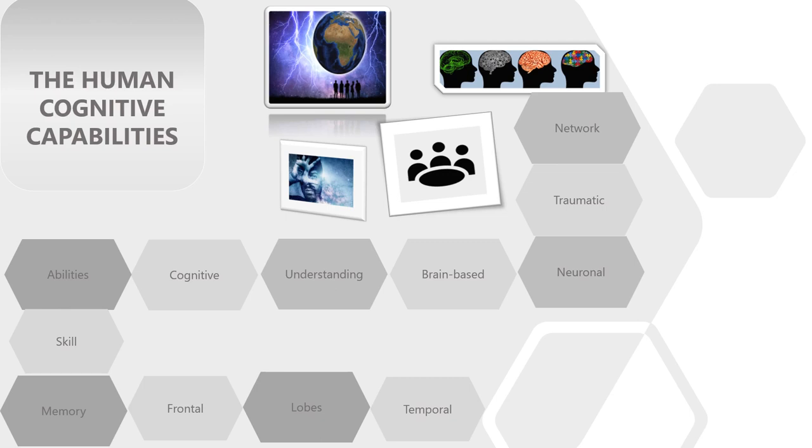Cognitive abilities or skills are supported by specific neuronal networks. For instance, memory skills rely mainly on parts of the temporal lobes and parts of the frontal lobes behind the forehead. People with traumatic brain injuries can experience lower cognitive ability linked to compromised neuronal regions and networks, which is why neurorehabilitation is so important.